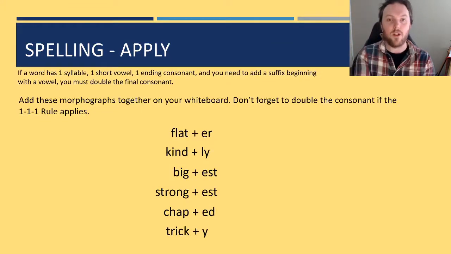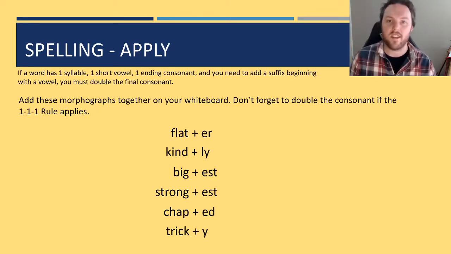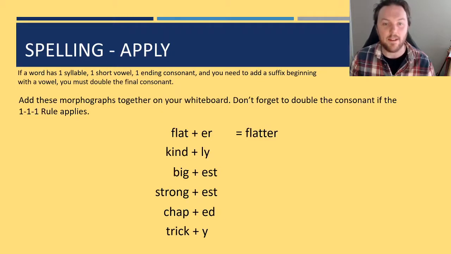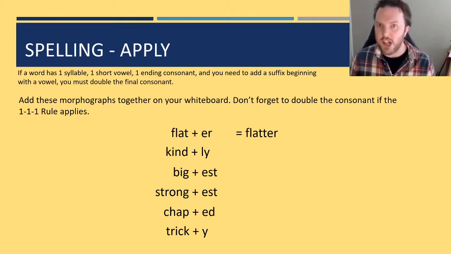Okay, so on their whiteboards, they're going to put flat and together, but also they need to remember the 1-1-1 rule, so they would double the T. Okay, and after a minute or so, you'd ask them to chin their work. You would check through it. Great chance for formative assessment.